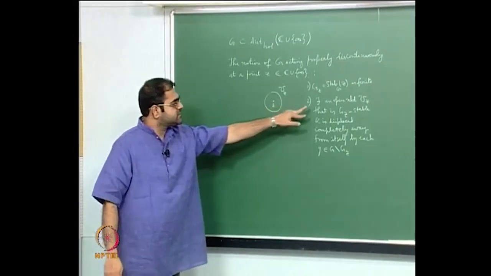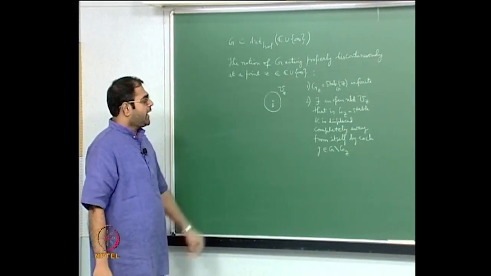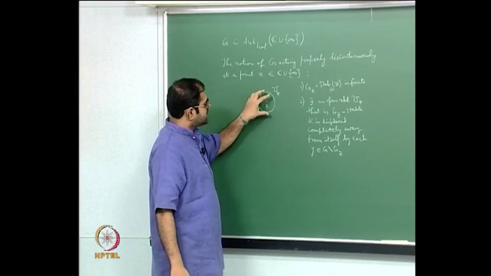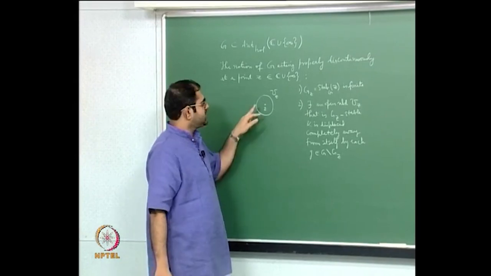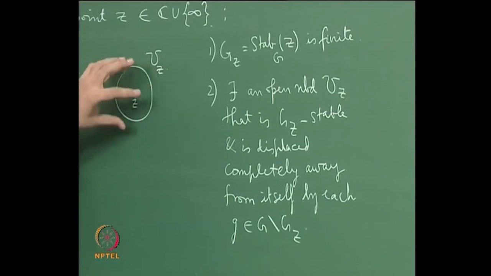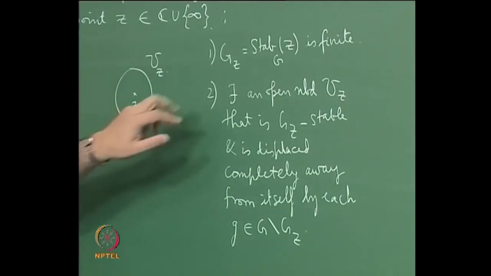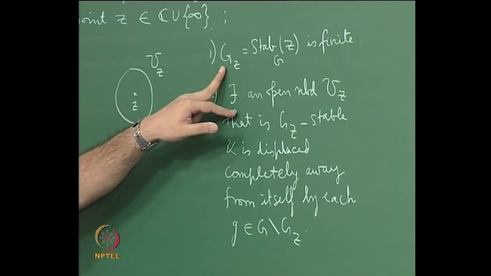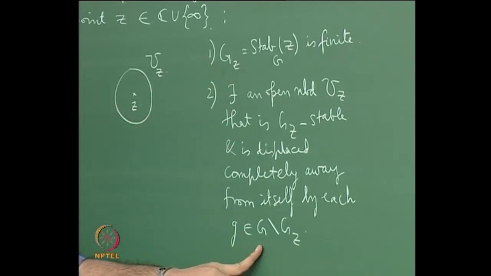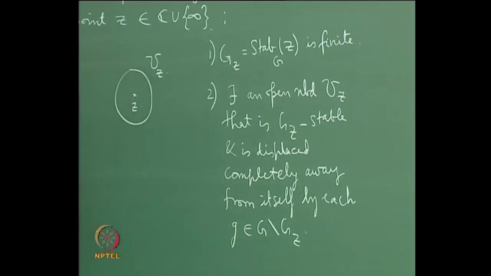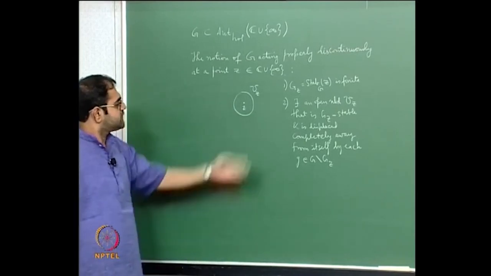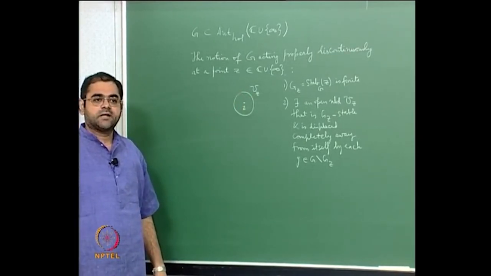The stabilizers are finite, okay. And there is an open neighborhood of the point which is mapped onto itself isomorphically by every element in the stabilizer, and there are of course finitely many doing this. And for all the other elements, this neighborhood is completely moved away from itself, okay. So these were the conditions that defined when G is acting properly discontinuously at this point.